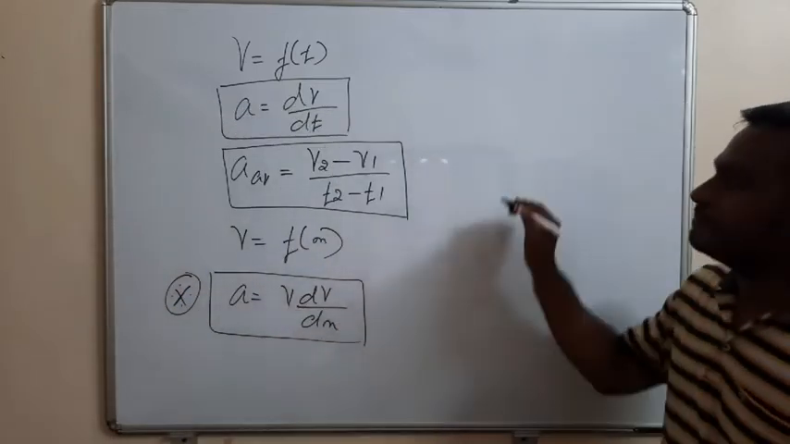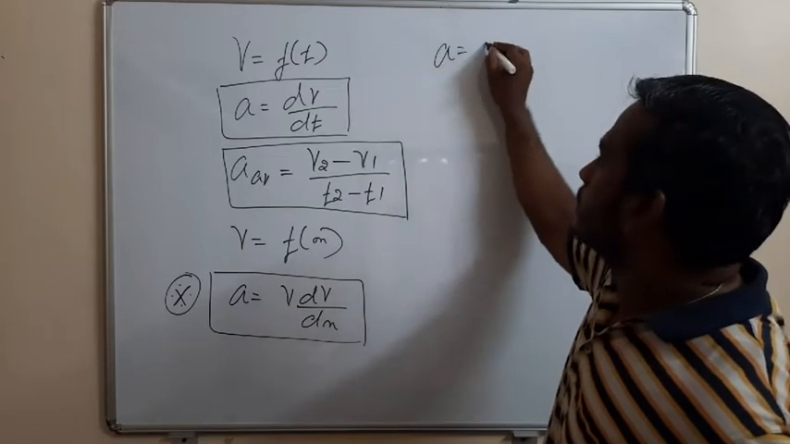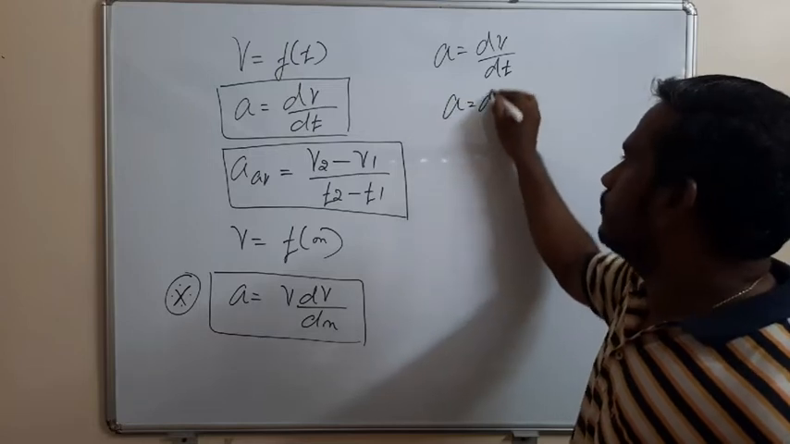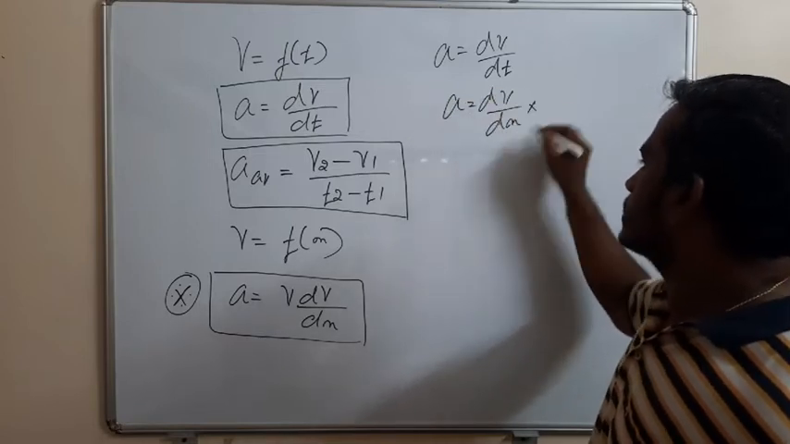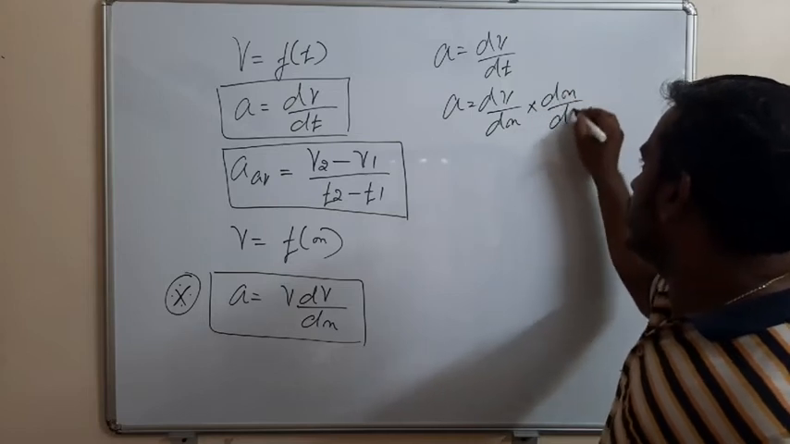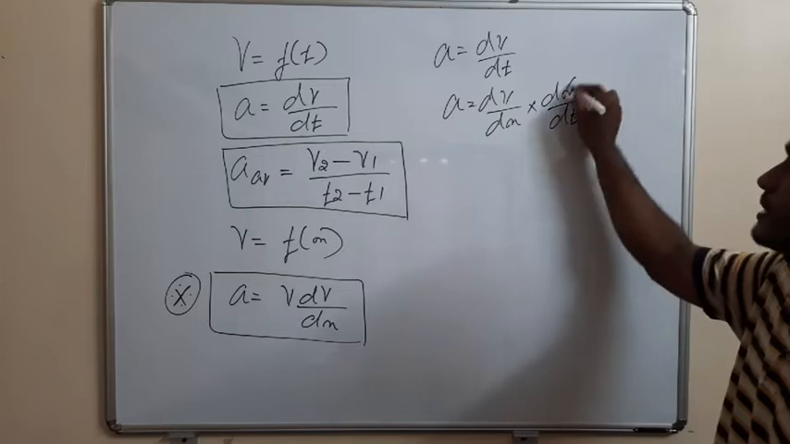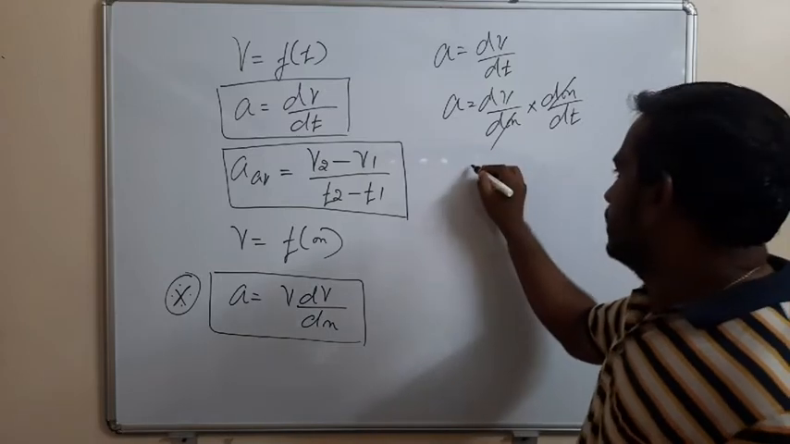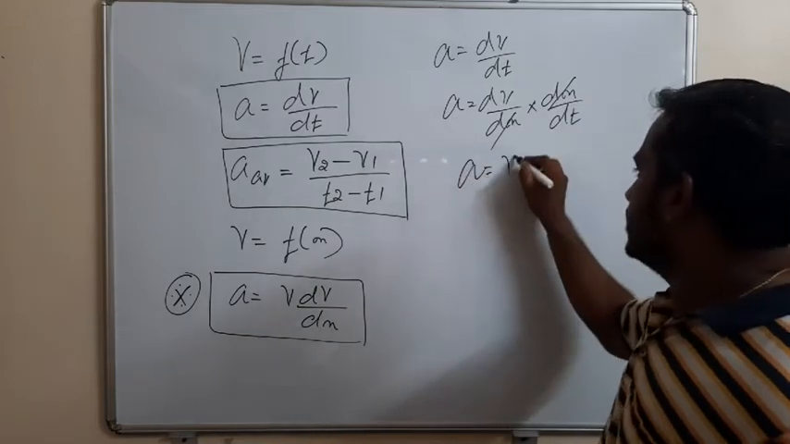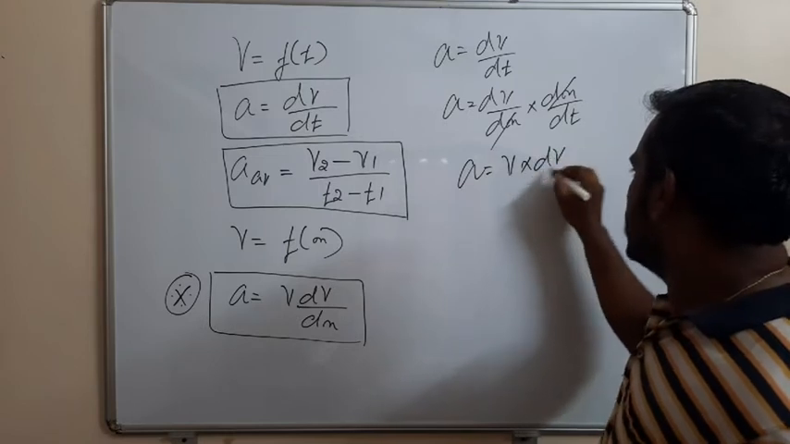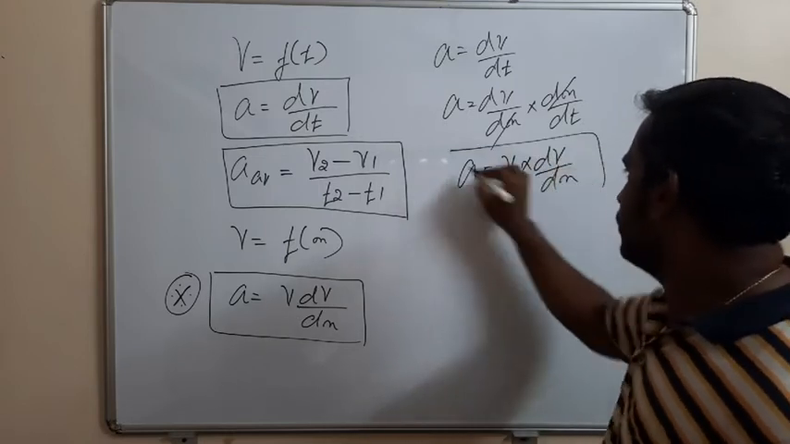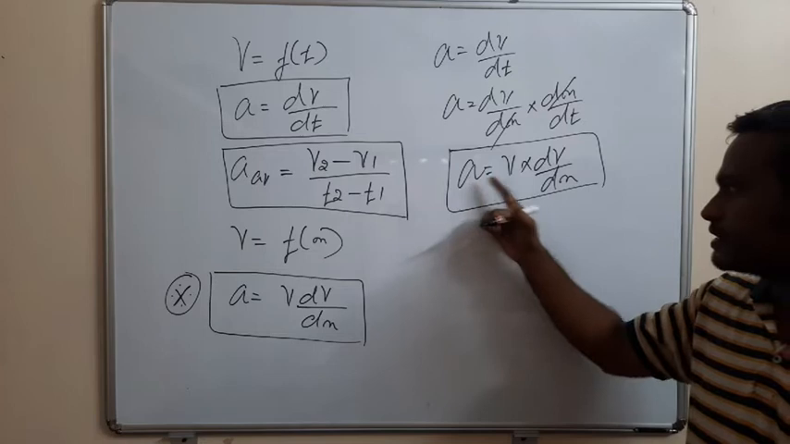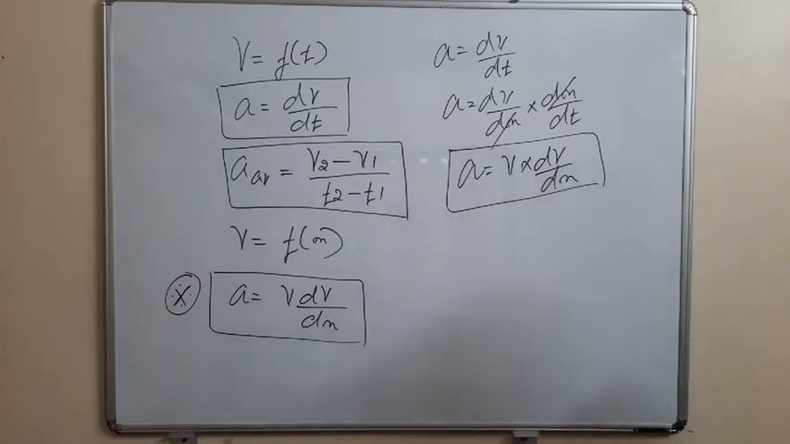How does this formula come? Acceleration is equal to dv by dt. So a is equal to dv by dx into dx by dt. The dx get cancelled, so we get a is equal to dv by dt. But what is dx by dt? That is v, so a is equal to v into dv by dx. So this formula we use when the velocity is given as a function of displacement.